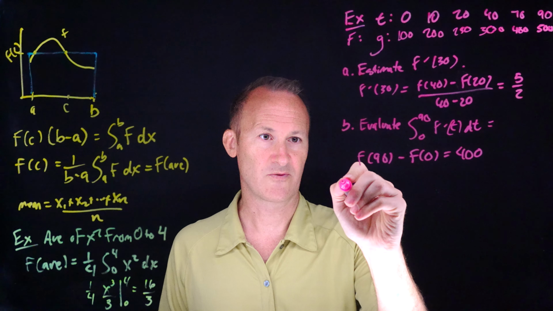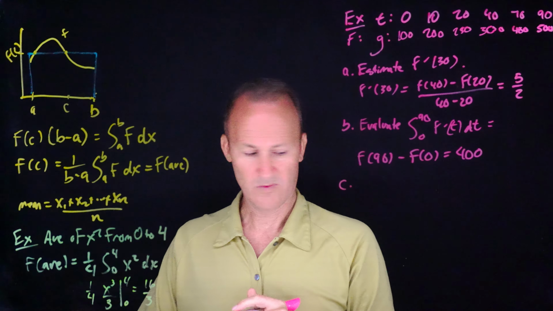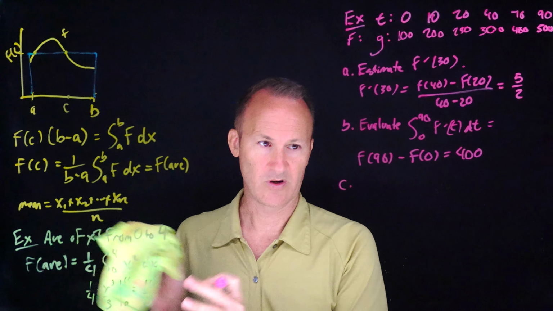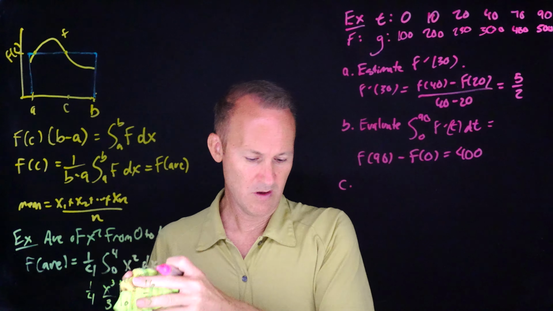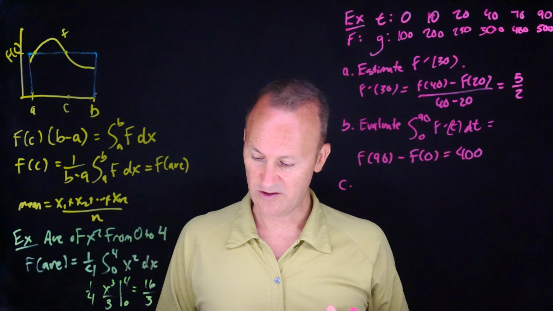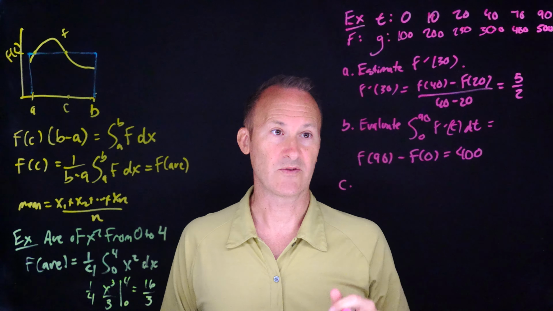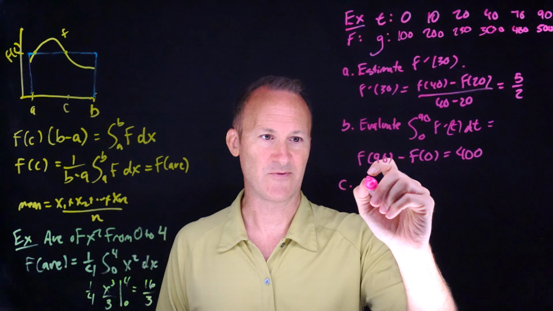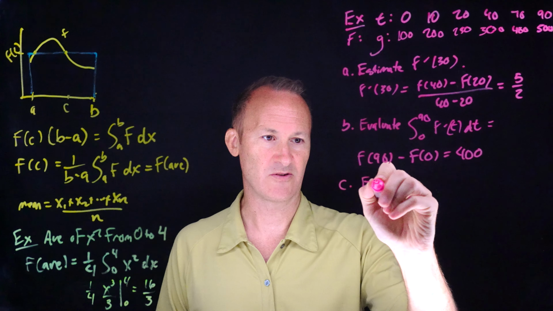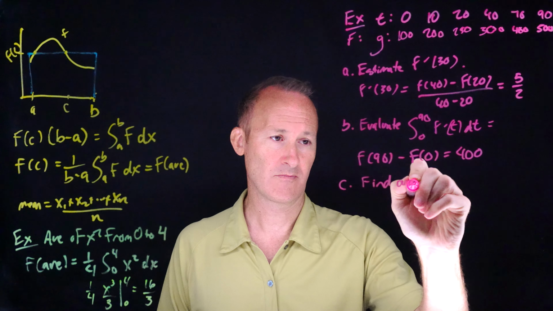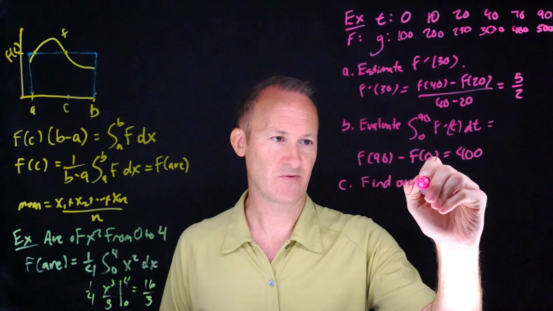Okay, so for part C, let's do the following. We'll have one more for this one. Let's consider, finally, let's get the average. So find average volume of gallons.